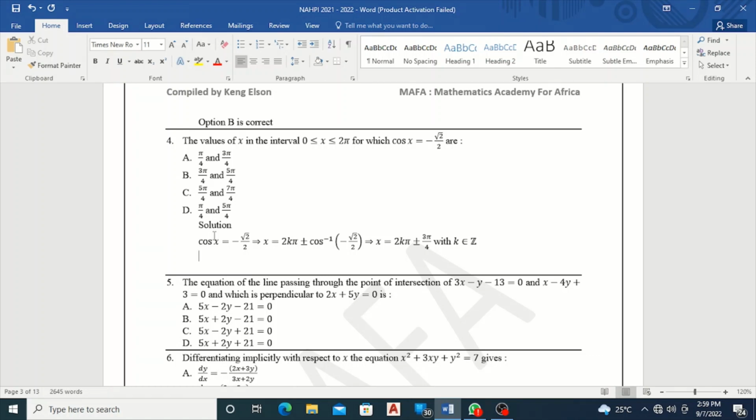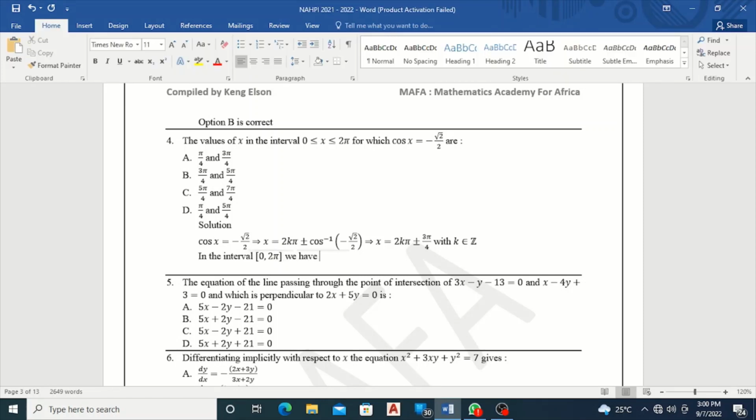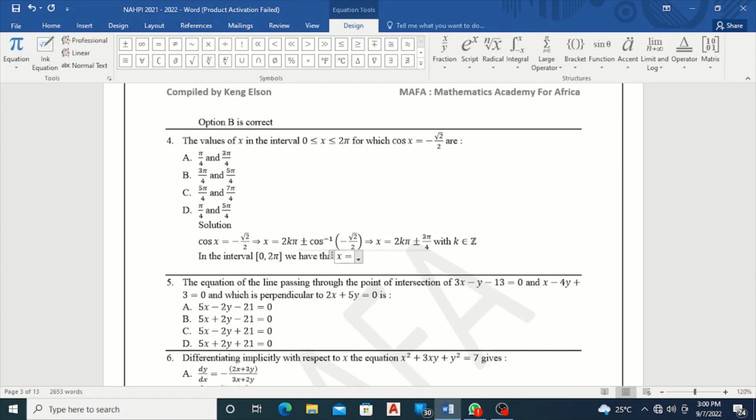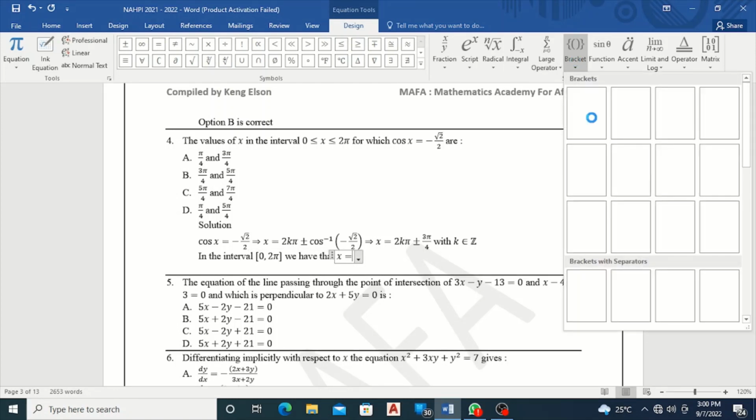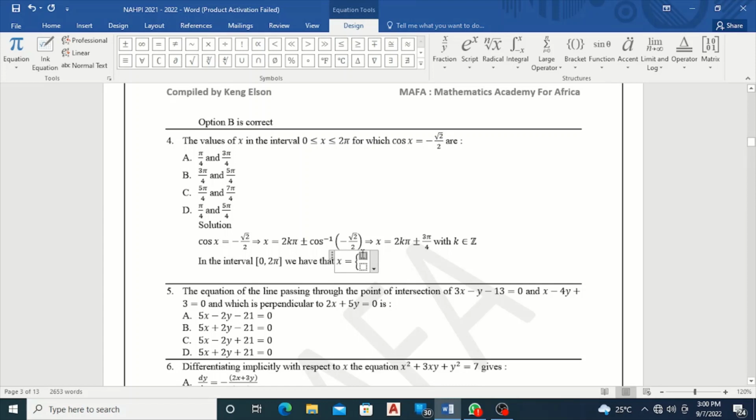Alright, now in the interval 0 to 2 pi, we are supposed to find the values. Now let's begin with k equal to 0. Remember that k is an integer, meaning positive, negative whole numbers including 0. So if k is equal to 0, here we have 0, and then we are left with plus or minus 3 pi on 4. But minus 3 pi on 4 is a negative angle. It is not in this interval because this interval contains only positive angles. So we are just going to take plus 3 pi on 4. So you get 3 pi divided by 4.